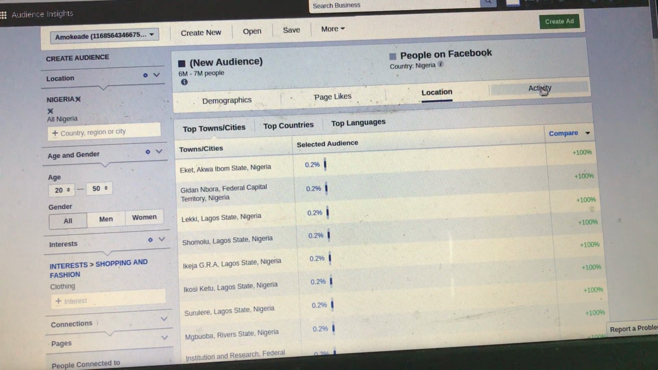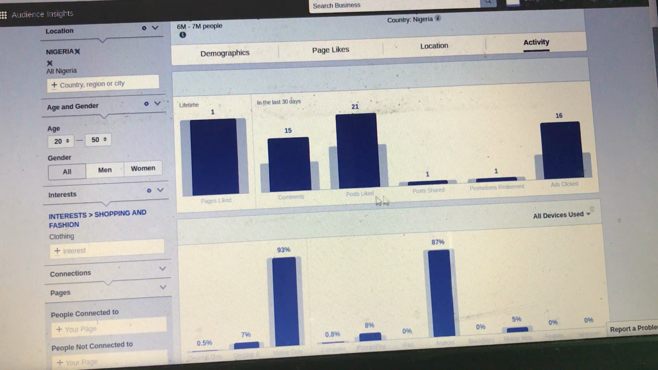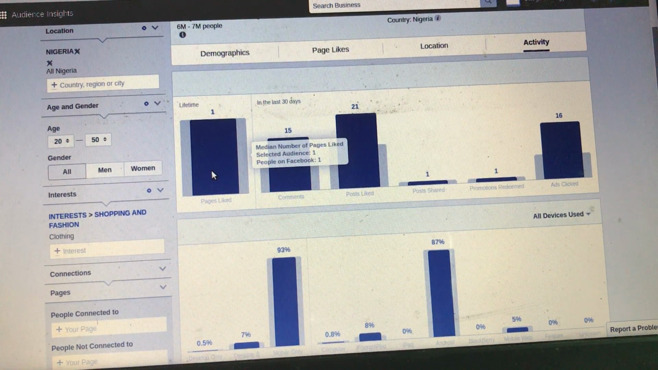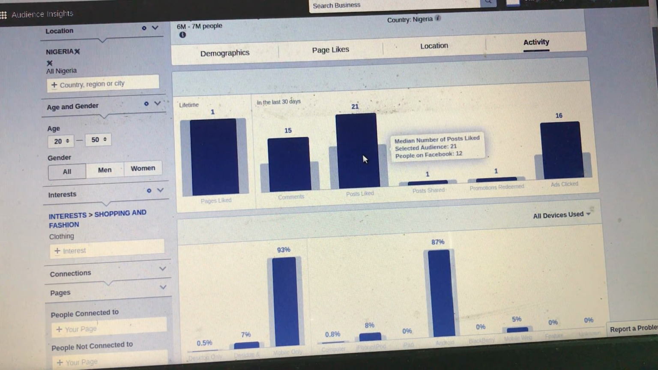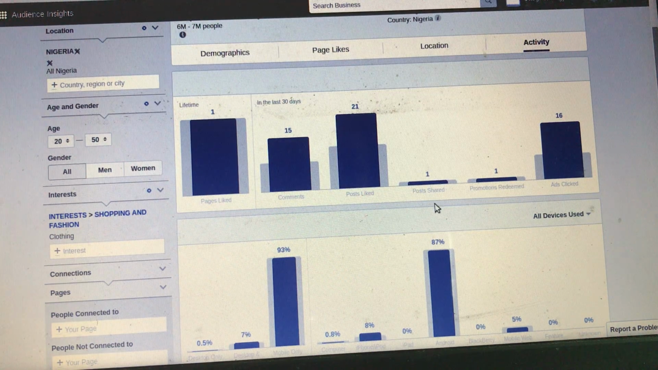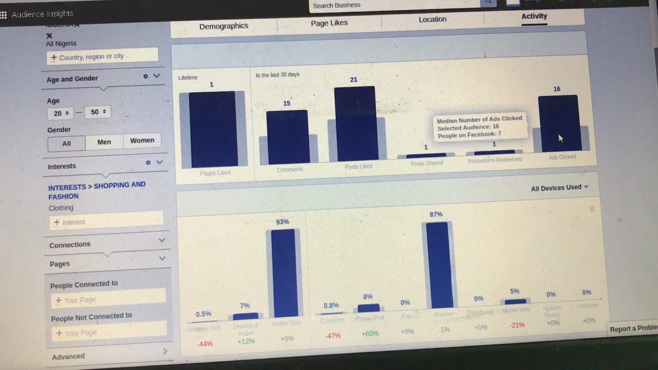You get. So you can also see the activity that these people do on Facebook. You can see. So they like the pages they like, the number of pages they like, the comments, likes. These people comment like 15 comments, post likes, post shared, promotion redeemed, ads clicked. Like you can see that people that are interested in clothing, they click on ads very well. You can see that you are seeing 16 of them.